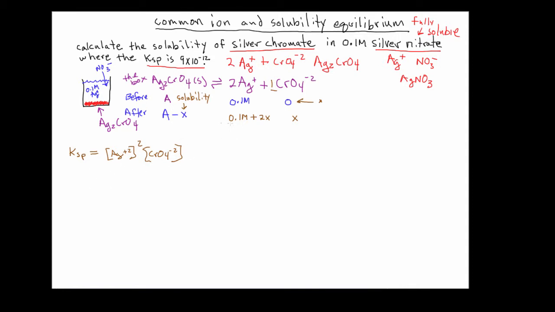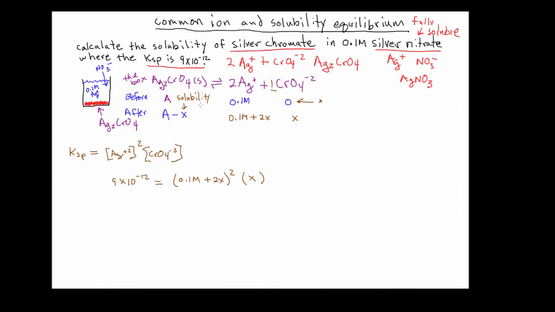All right, now let's go ahead and set up our equilibrium expression for the common ion situation. So the Ksp is 9 times 10 to the minus 12th, which is equal to the silver expression, 0.1 molar plus 2x, and that quantity is squared. And then we have that times the chromate, which is just x. Now, when you look at this, you can see we got an issue here, because if we were to carry out the algebra, we're going to end up with a cubed expression.